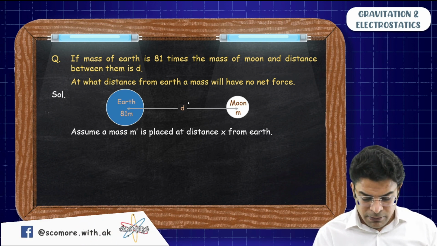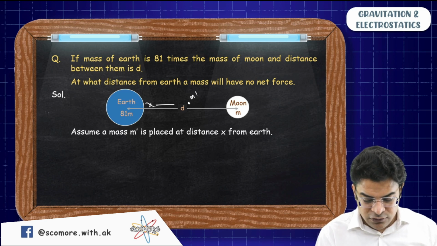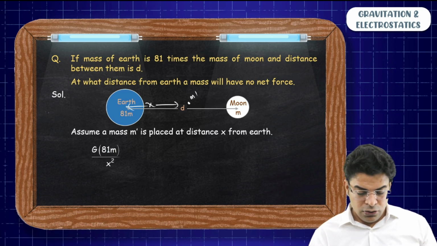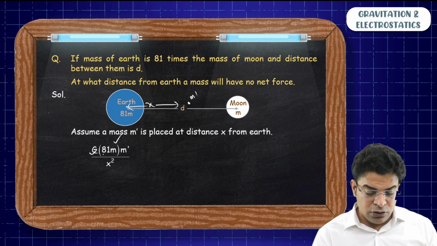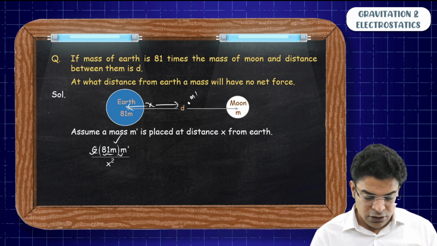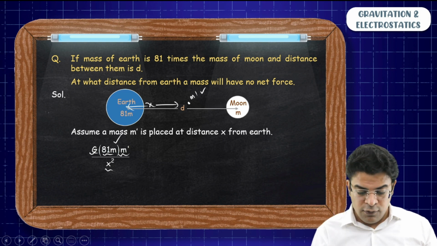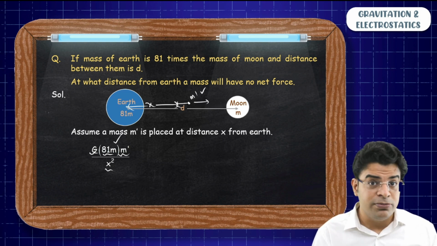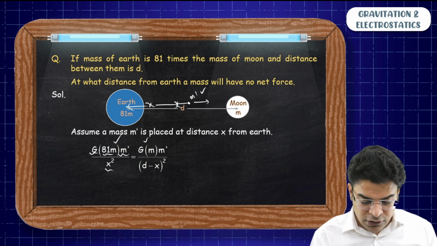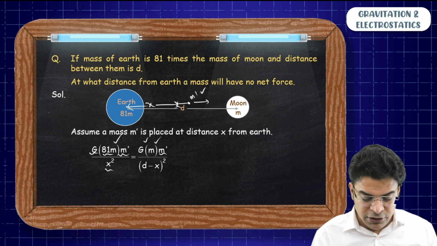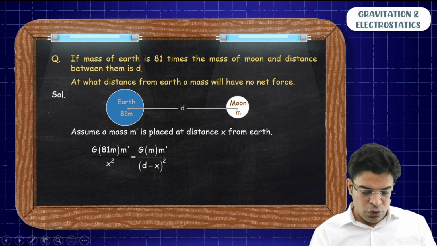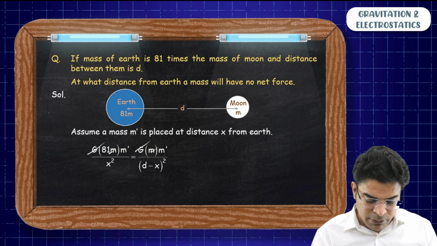If we place a mass m' at distance x from the earth, the force by the earth will be G into 81m, the mass of the earth, into the mass m' placed upon x square, and this has to be equal to the force by the moon, so that the net force becomes 0. So the force by the moon equals G into the mass of the moon into m' upon (d minus x) whole square. Now quickly cancel out G and m'.